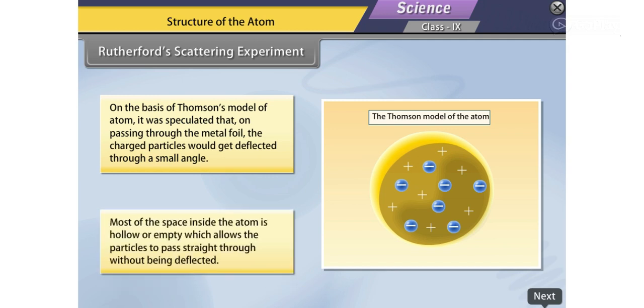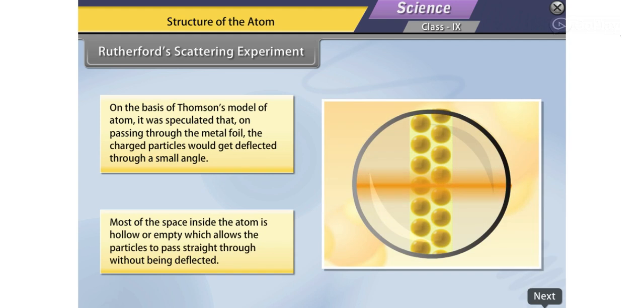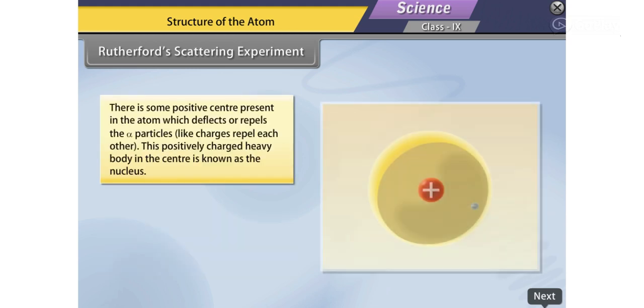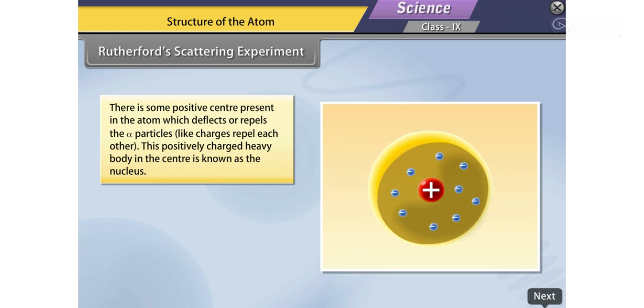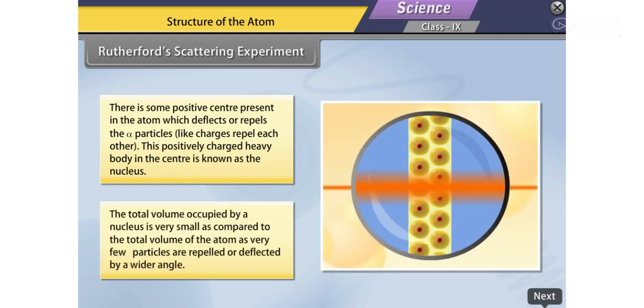1. Most of the space inside the atom is hollow or empty, which allows the particles to pass straight through without being deflected. 2. There is some positive center present in the atom which deflects or repels the particles, as like charges repel each other. This positively charged heavy body in the center is known as the nucleus. 3. The total volume occupied by a nucleus is very small as compared to the total volume of the atom, as very few particles are repelled or deflected by a wider angle.